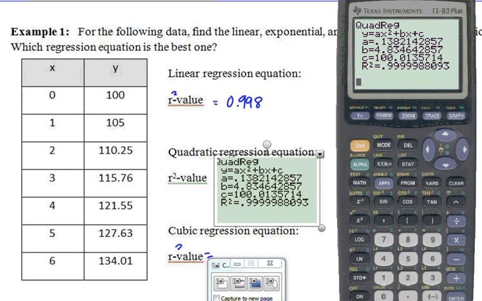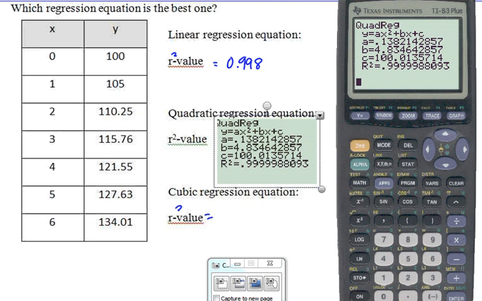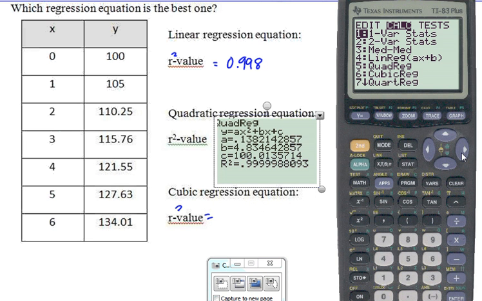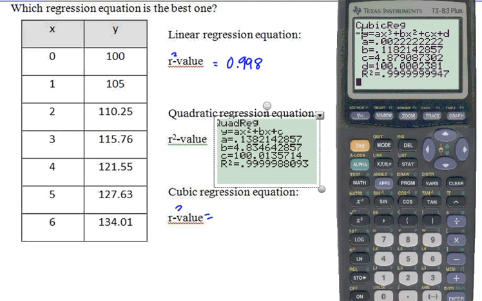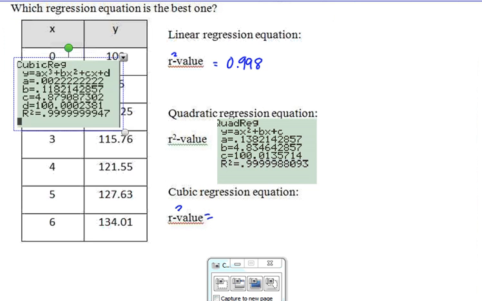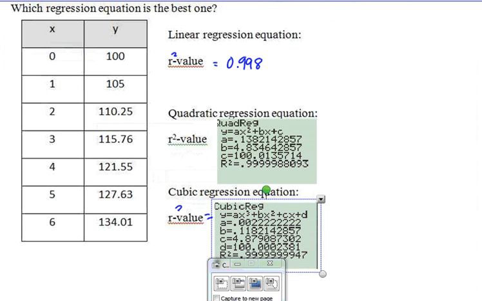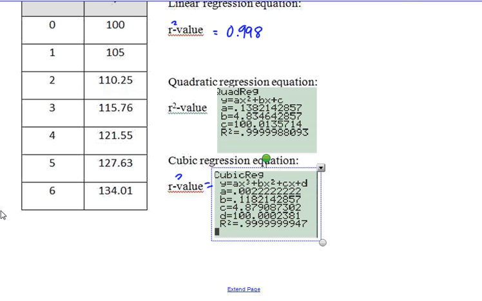Okay, and the last one, now let's do a cubic regression. So same idea. Stat, calc, and number 6. Enter. Okay, so comparing the two, thank you. Which is the best regression to use? The cubic is better. Yeah, the cubic is better.